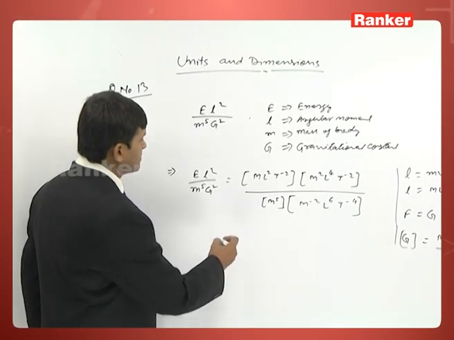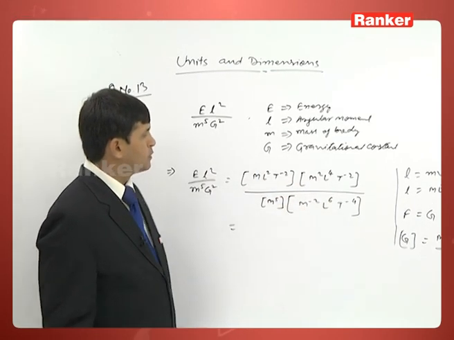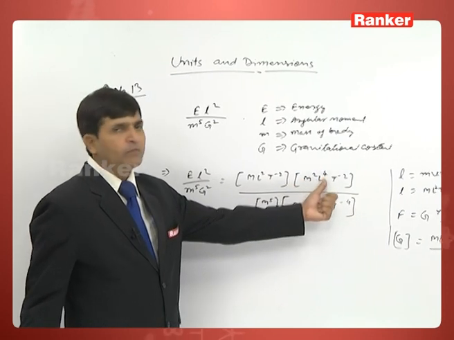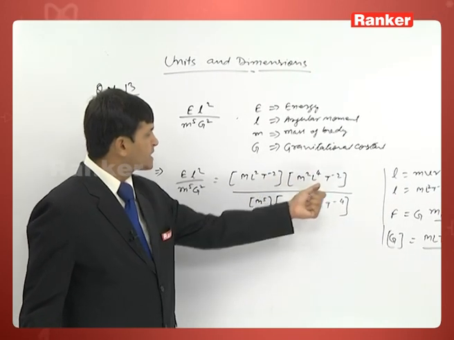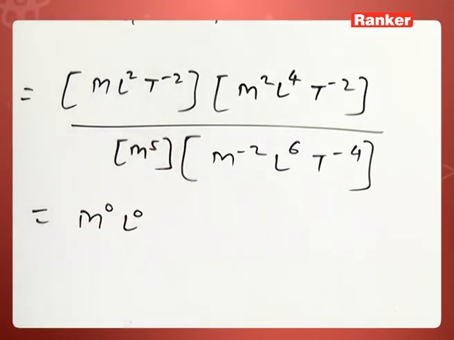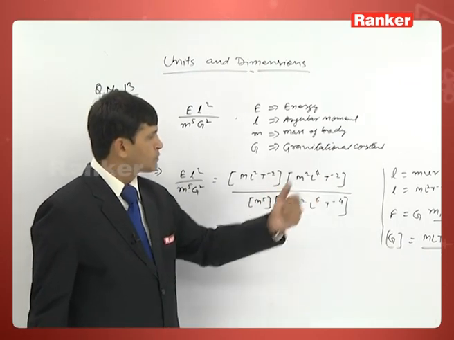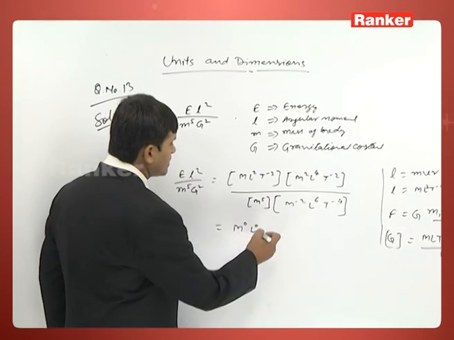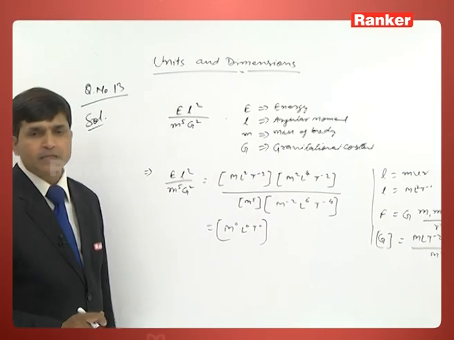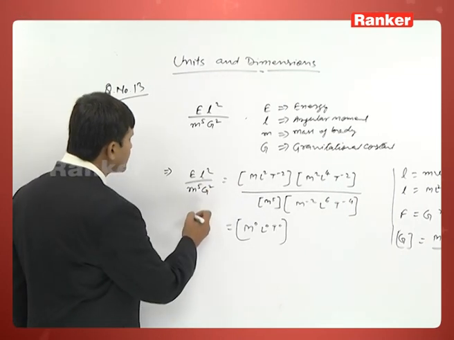Now we can simplify. Check it. M cube here, this is also M cube, so the dimension of M will be 0. L square times L to the power 4 becomes L to the power 6, and here also L to the power 6, so L is 0. Next, T: minus 2 minus 2 minus 4, so T also is 0. So this is a dimensionless quantity. So M L square M to the power 5 G square is the dimensionless quantity.